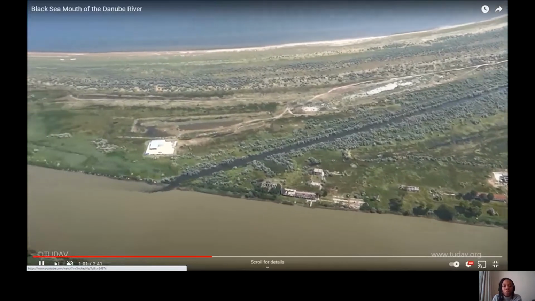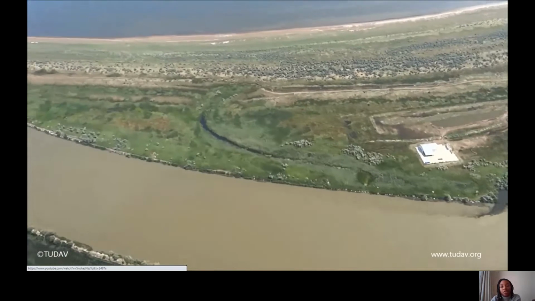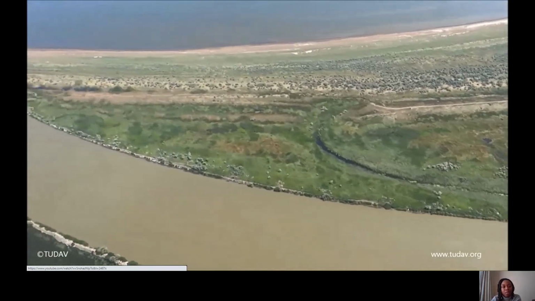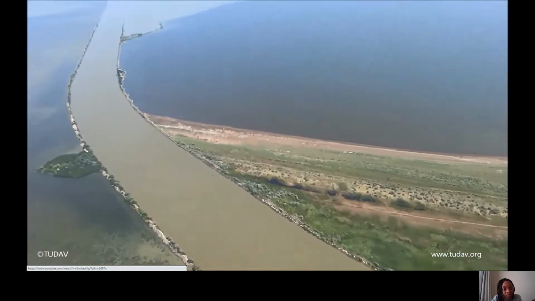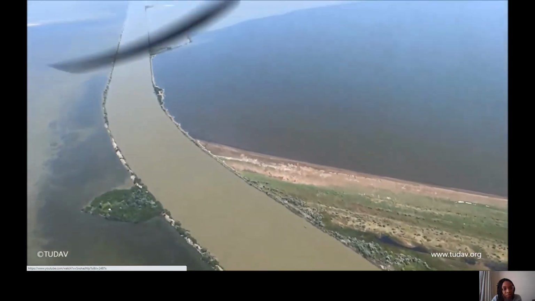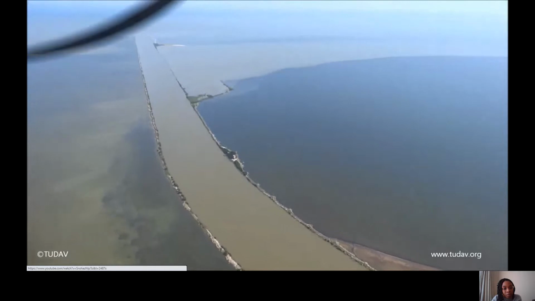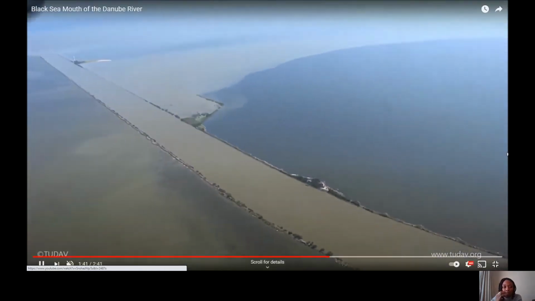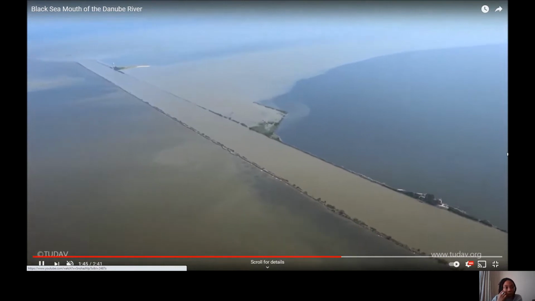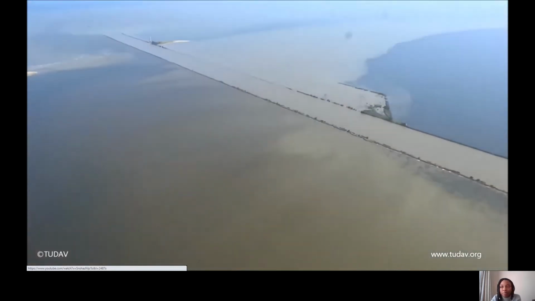You can see we're in the lower course of the river. You can see the Black Sea ahead. And we're just waiting for the River Danube to meet and enter the sea. It's still going. Okay. And right over there, you can see where it's entering the sea.